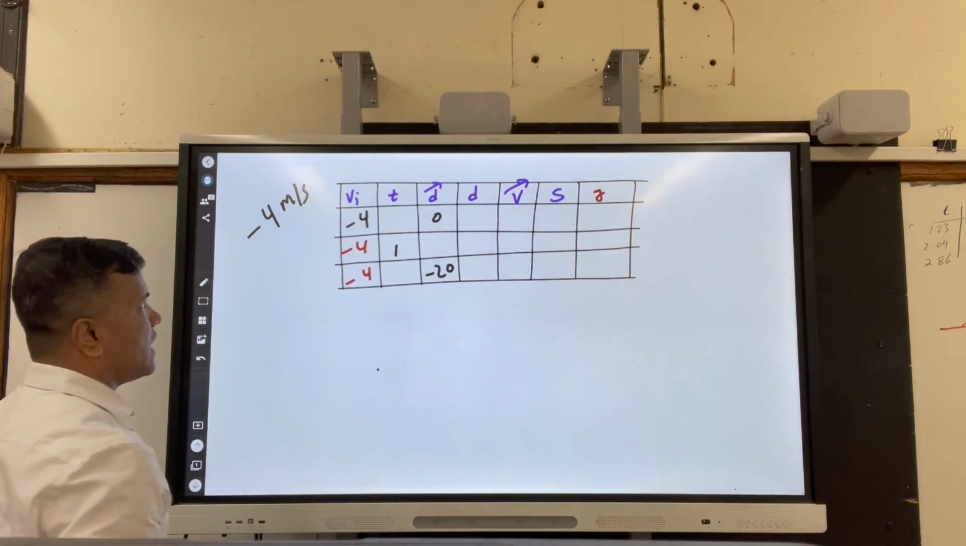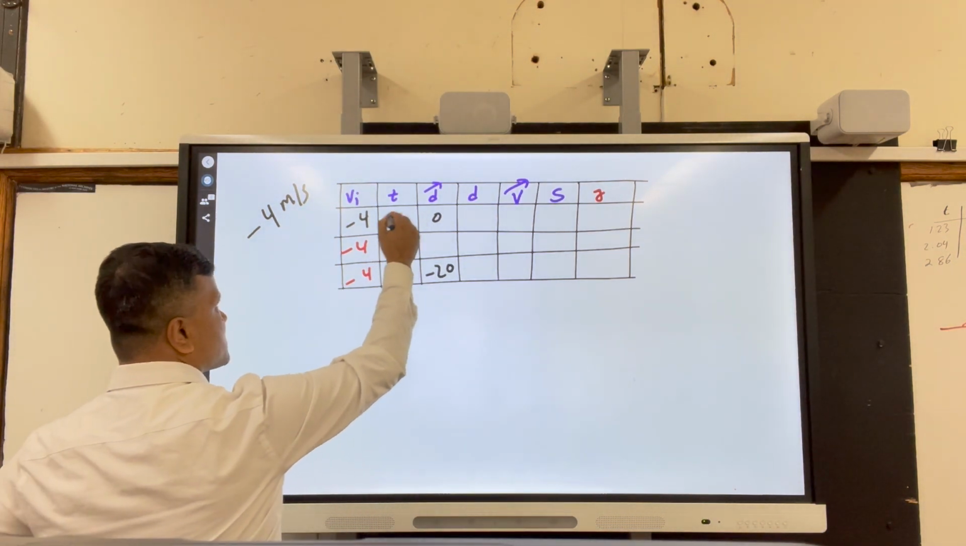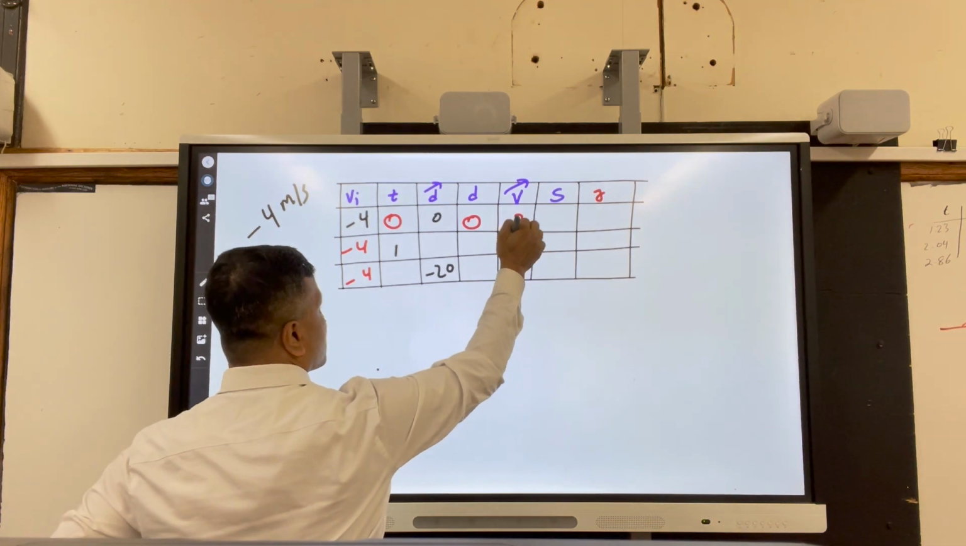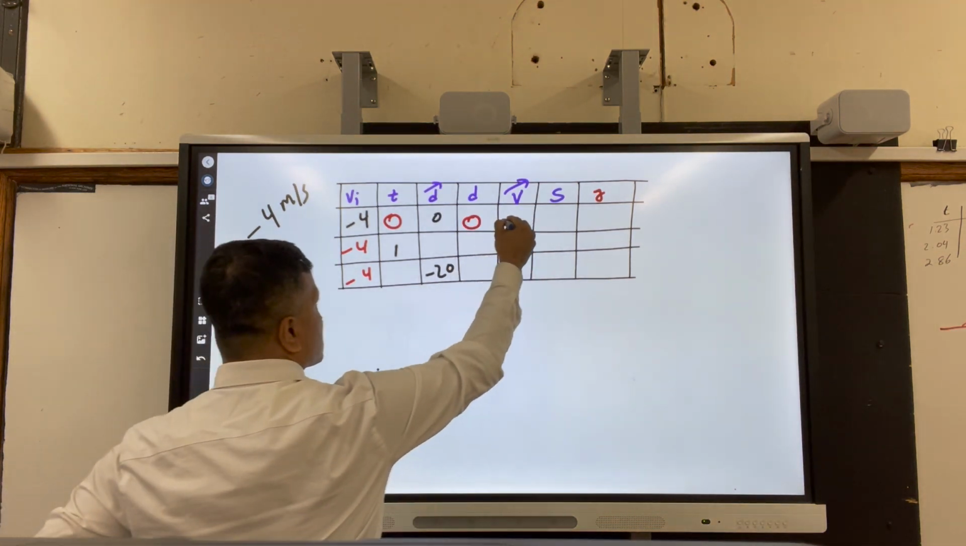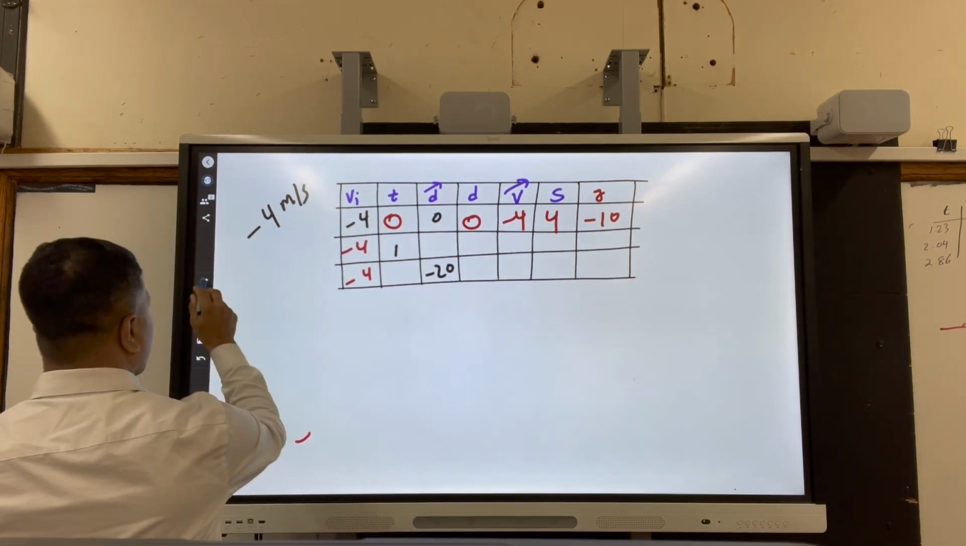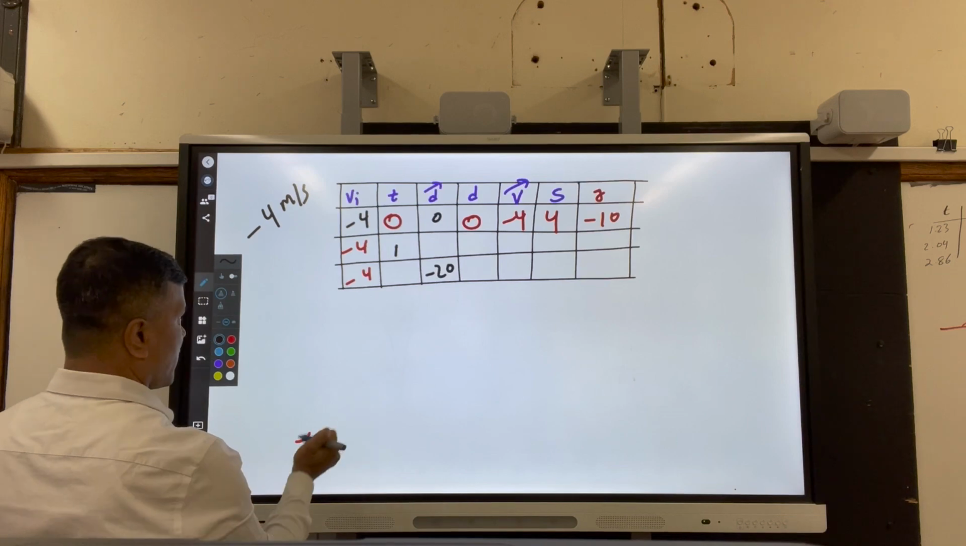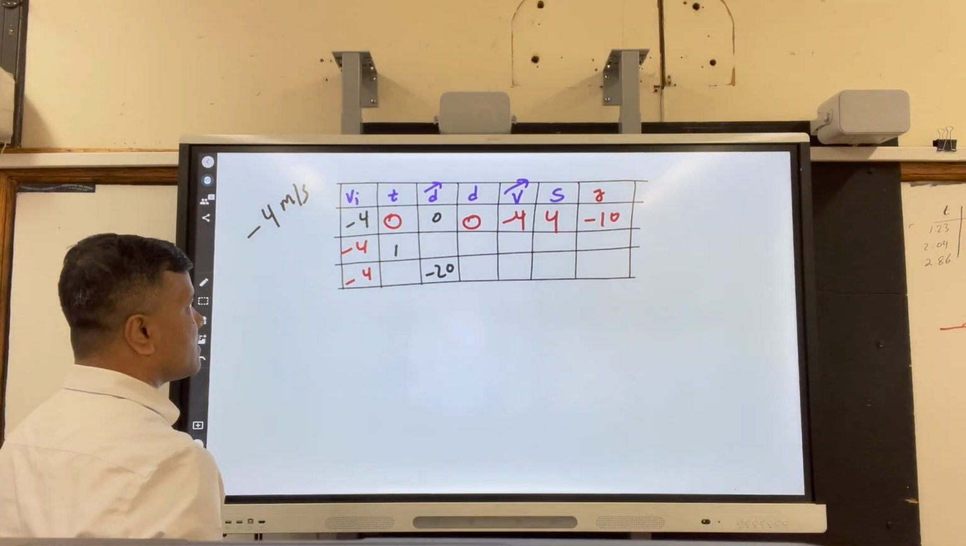The time, when the displacement is 0, the time must be 0. Of course, distance is 0, velocity is not 0. Velocity is negative 4, this is 4, and this is negative 10. Now we are talking about when the time is 1, and the displacement would be negative 9.